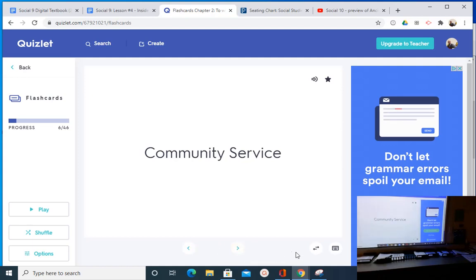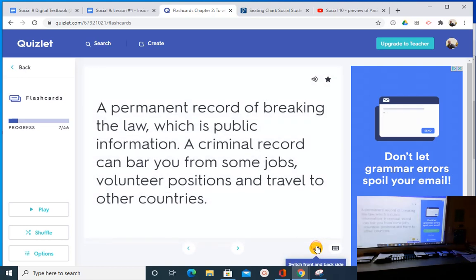So next term, criminal record. Criminal record seems to be a pretty common word, like everyone's heard of it. It'll be interesting to see how they define that. It's a permanent record of breaking the law, which is public information. So a criminal record is public, and that's one of the reasons why young offenders typically don't have a full criminal record, because they're protecting the youth. A criminal record can bar you from certain jobs like teaching, volunteer positions, and even traveling to other countries. So if you have a criminal record, the United States won't let you into the United States.